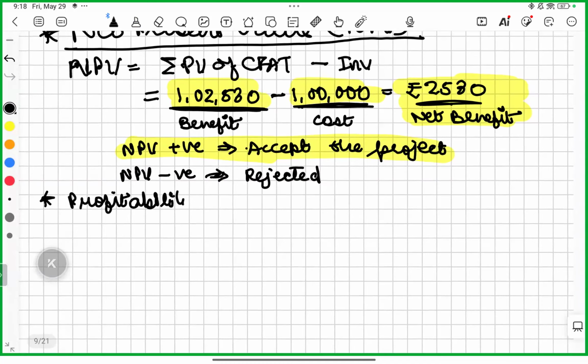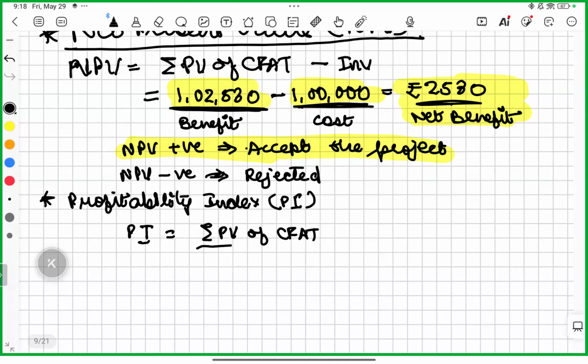profitability index or PI. This is very simple. Profitability index or PI, the formula is sum of present value of CFAT. So all the cash flows, you find present value and you make a sum divided by investment. So basically, you see in NPV, it is present value of cash flow minus investment. Here it is present value of cash flow divided by investment. So instead of minus, if you put the sign of division, it is profitability index.